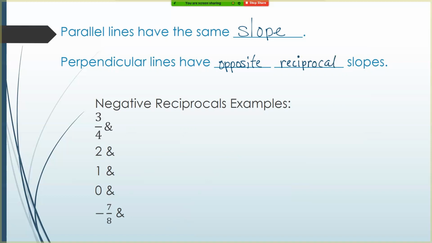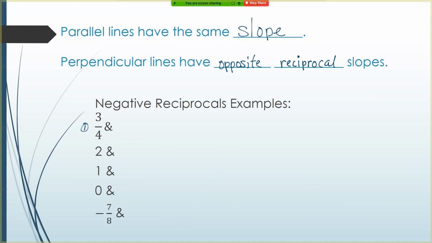And then we're going to practice finding opposite reciprocals, or negative reciprocals sometimes. Those parallel lines, if they have the same slope, I just have to copy down the same number. If it's perpendicular, I have to take the opposite, and then the reciprocal, which just means we're going to flip our fraction. So if we look at this one right here, I have the fraction 3/4.